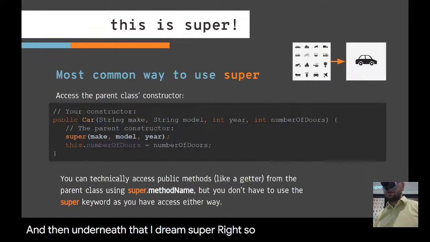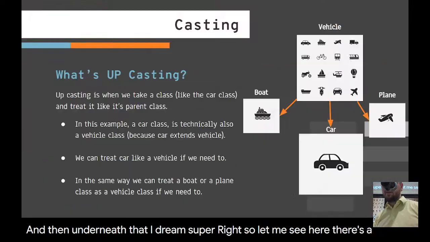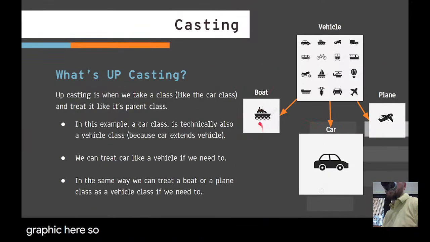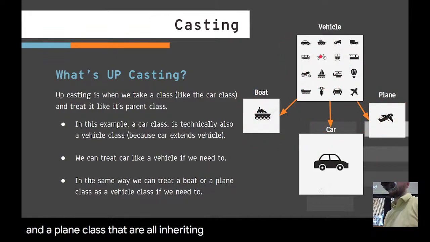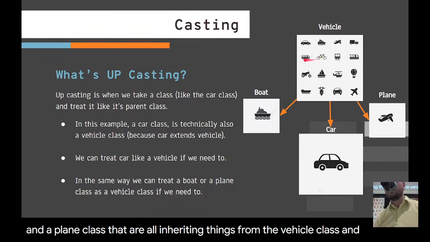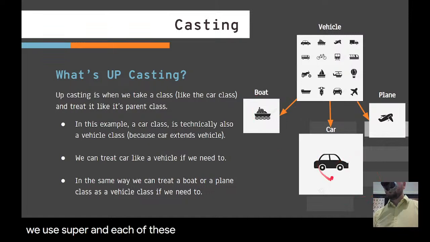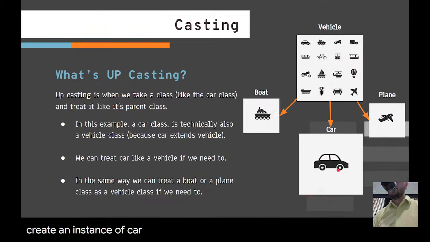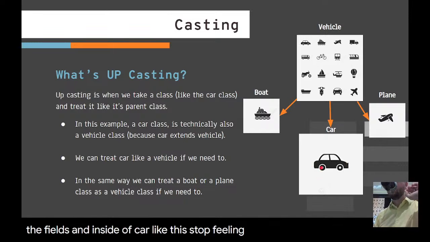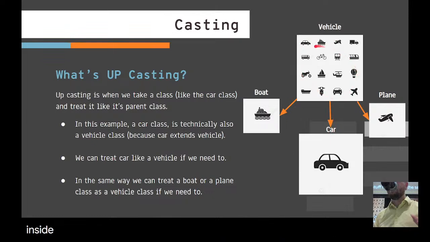Right. So let me see here. There's a graphic here. We could have an example where we have a boat class, a car class, and a plane class that are all inheriting things from the vehicle class. And so when we use super in each of these, we're referring to the fields here. Now, when we create an instance of car, we're creating a copy of it. And so the fields inside of car, like this dot field, behave the same way as the fields inside of vehicle. They're just all mushed together.